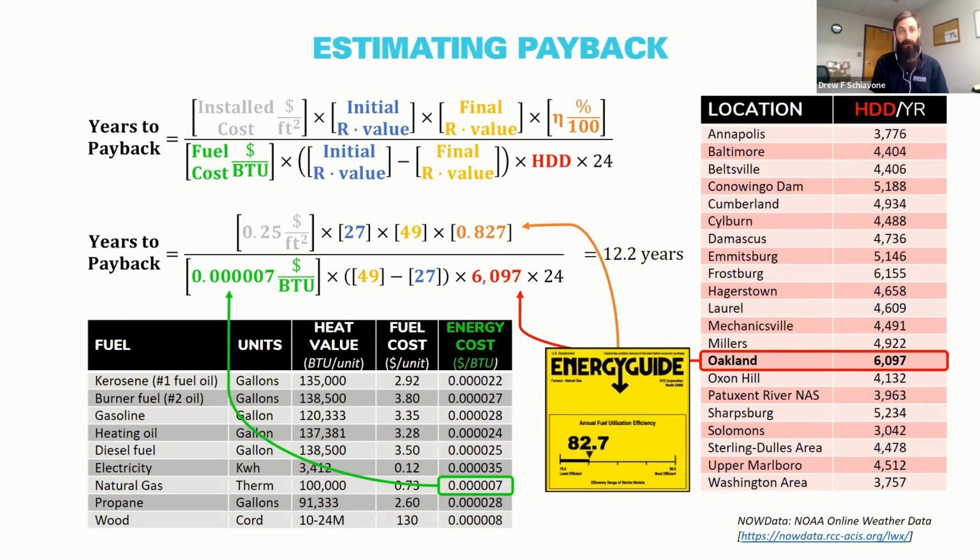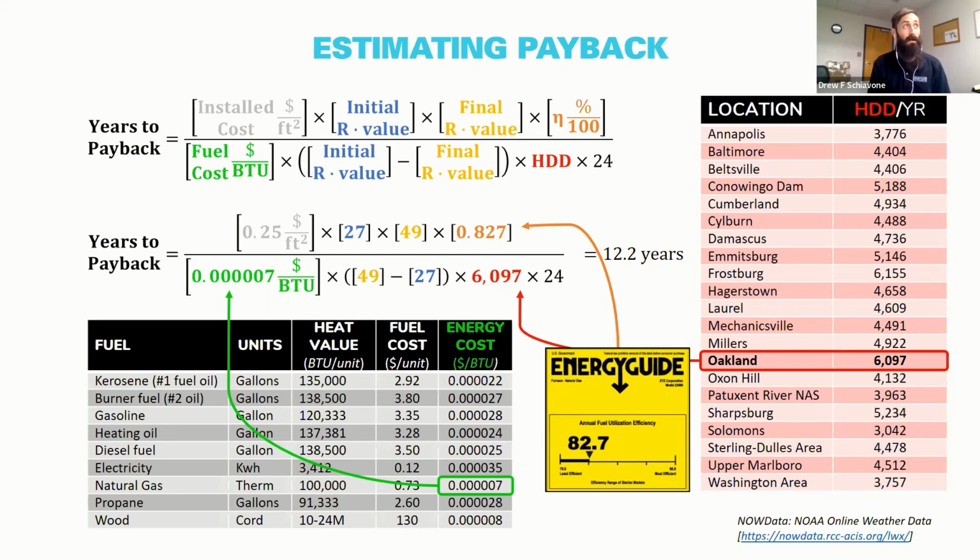It starts with the installed cost that you're quoted from your contractor. In this case, I'm using 25 cents per square foot. Your initial R value is whatever existing insulation you have, so I'm assuming it's an R27 already in the home. In the case of an attic, I want to bring that up to a final R value of 49. The last parameter on the top is a Greek letter for the efficiency, percent over 100.